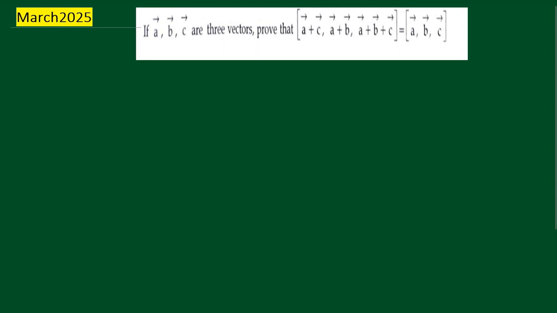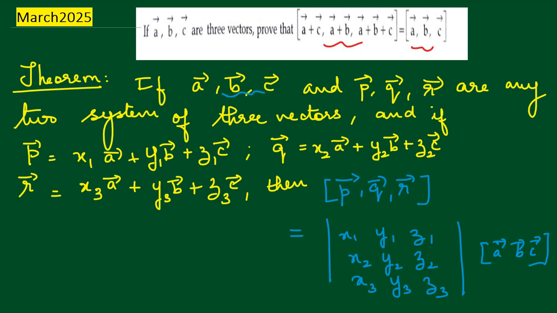The next question: A, B, C are three vectors, then prove that this box product is equal to the box product of vector A, vector B, vector C. For this we use the theorem we have learned, theorem 6.6 from the textbook. If A, B, C are three vectors and P, Q, R are another system of three vectors, and if P vector, Q vector and R vector are given, then the box product of P, Q, R can be represented as the determinant of the components of P, Q, R into the box product of A, B, C, and we are going to use this to solve the problem here.